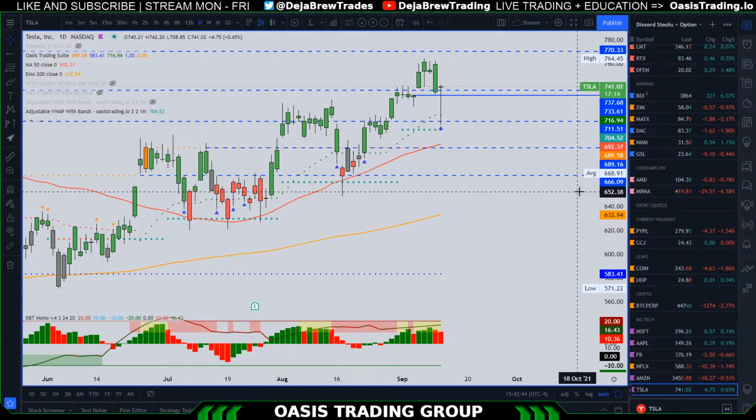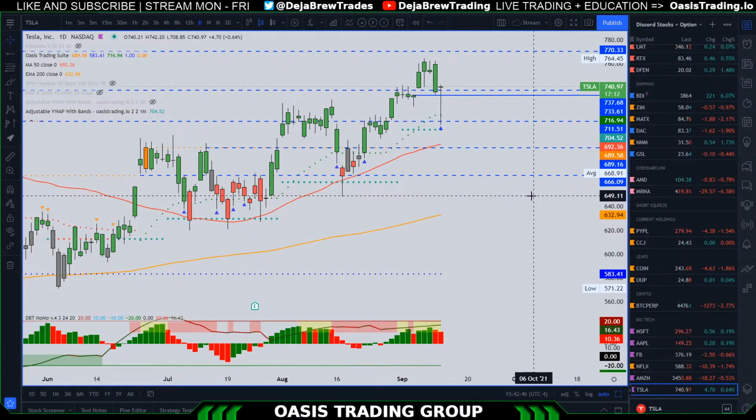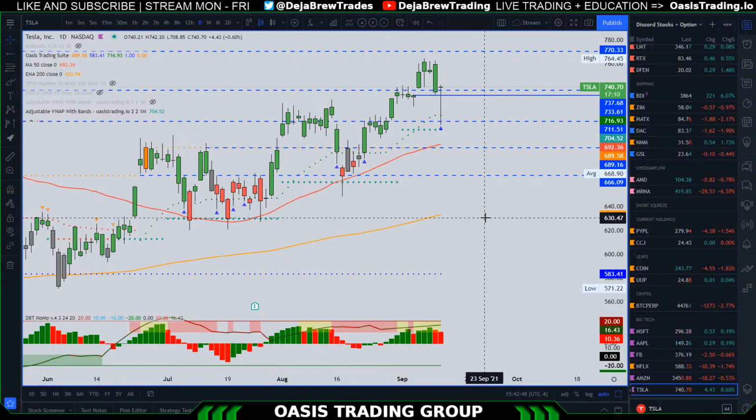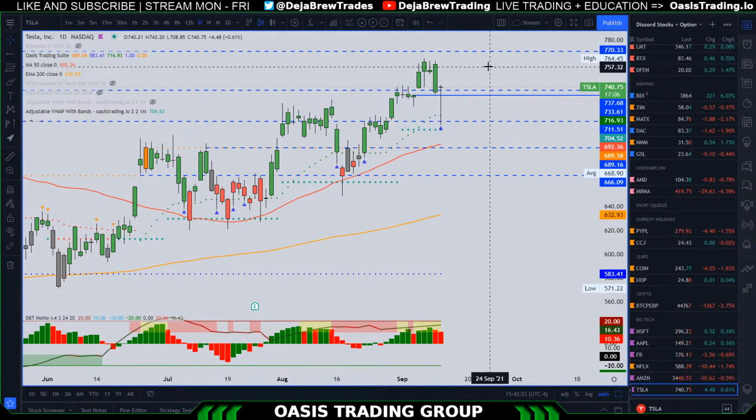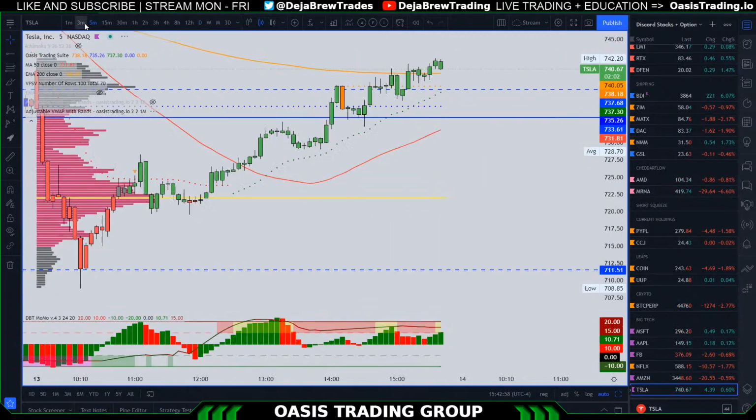Keyword is should. It doesn't have to, but probability-wise, that's a very bullish close. Hold above 738, very easily should get 750, and then 770 would be the overall target.